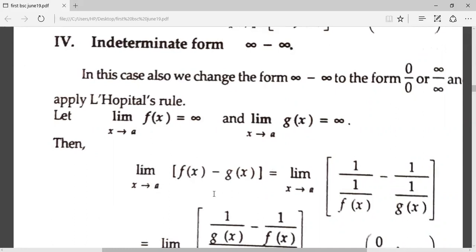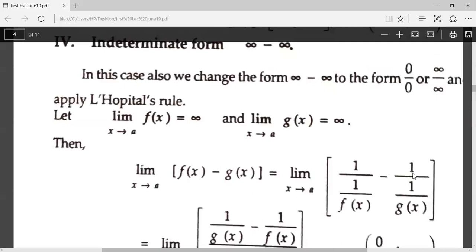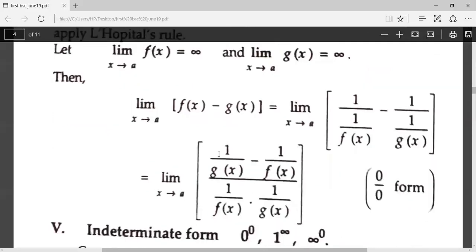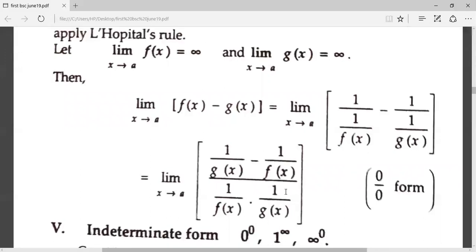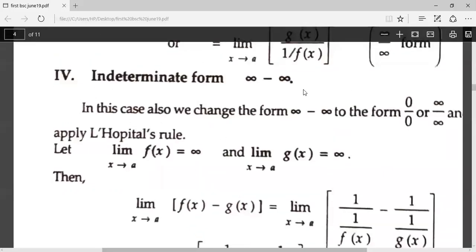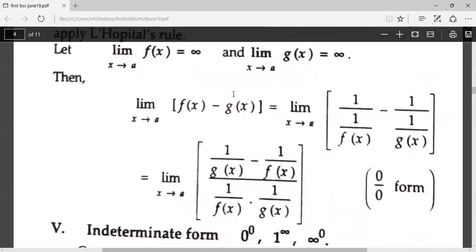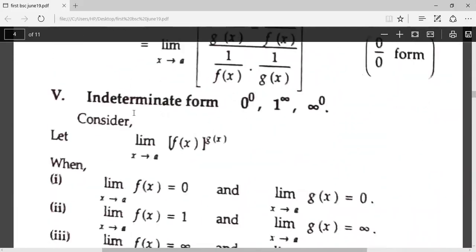In that case we write f of x as 1 by f of x. Remember, 1 by f of x is nothing but f of x. Similarly we write g of x as 1 by g of x. Or else you can also write this as 1 by g of x minus 1 by f of x, or 1 by f of x into 1 by g of x. No matter, while working problems you will understand this better. Keep in mind that infinity minus infinity is an indeterminate form. How to do the conversion will be more lucid when we do problems.